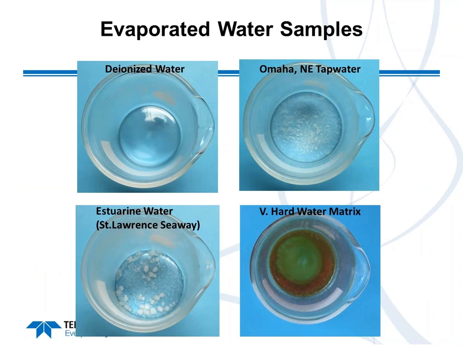So just to give a visual idea of what some of these water samples can look like, we arranged a number of beakers and evaporated some water samples. Of course, with deionized water, the beaker is clear. On the upper right, you see in the Omaha tap water some of the residue left behind. We had some extra estuarine water from the St. Lawrence Seaway. That's about 1% dissolved solids, so quite a bit more. And then the very hard water matrix we evaporated down, and of course you see the orange color from the iron that's in this simulated matrix.